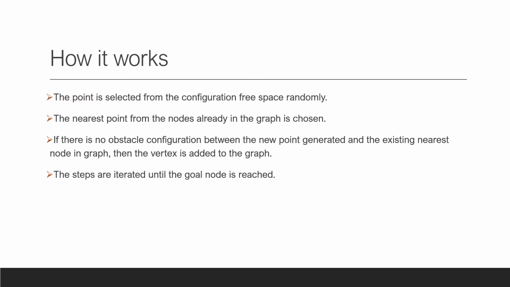So how does it work? A point is selected from the configuration free space randomly. Then the nearest point among the nodes already in the graph is chosen. If there is no obstacle between the newly generated point and the existing nearest node in the graph, then the vertex is added to the graph. The steps are iterated until the goal node is reached.